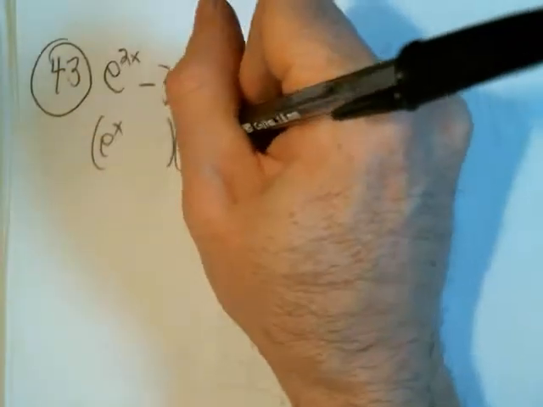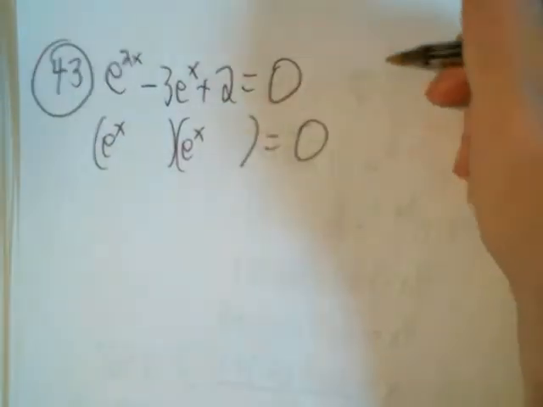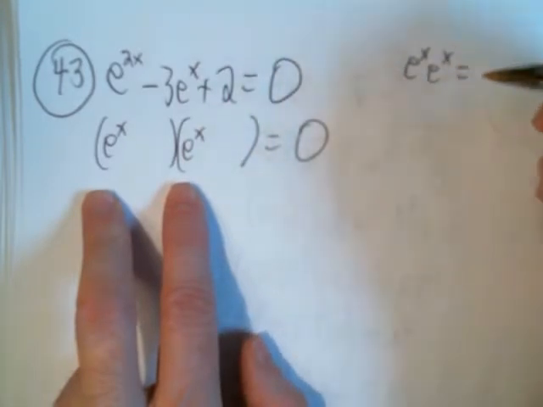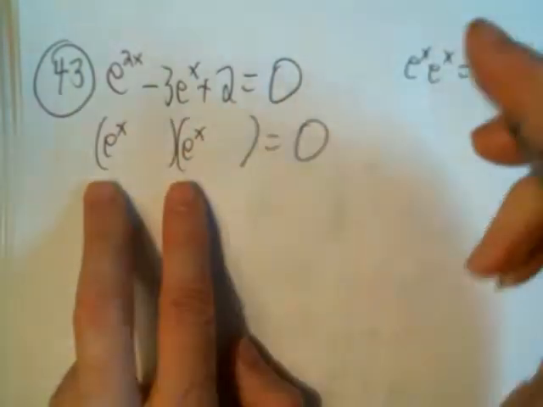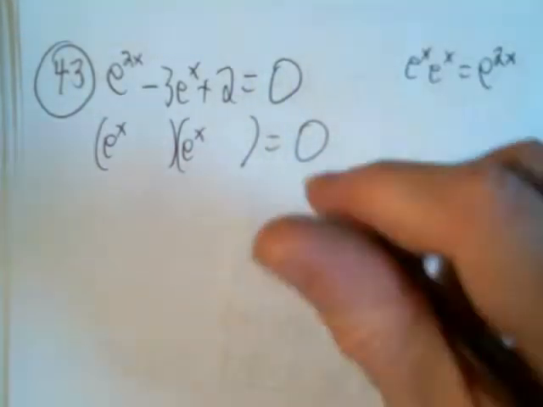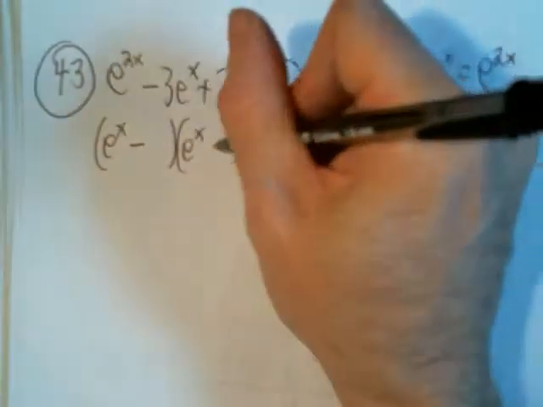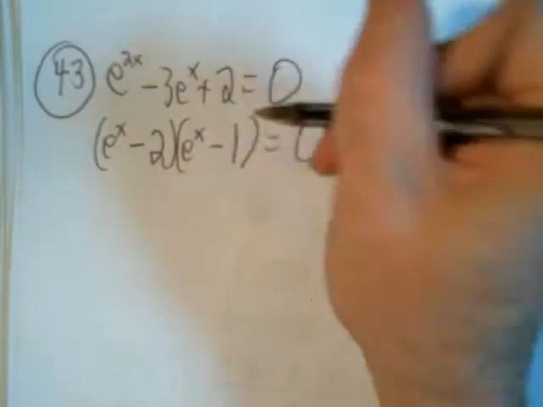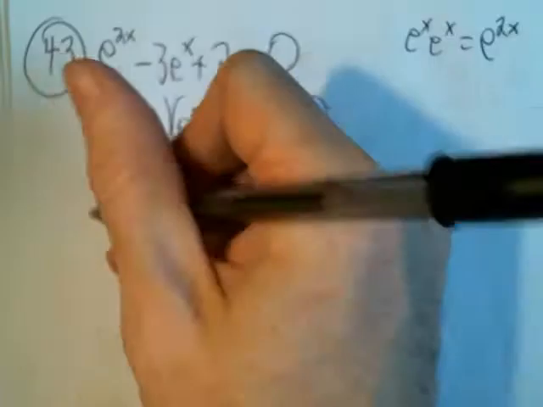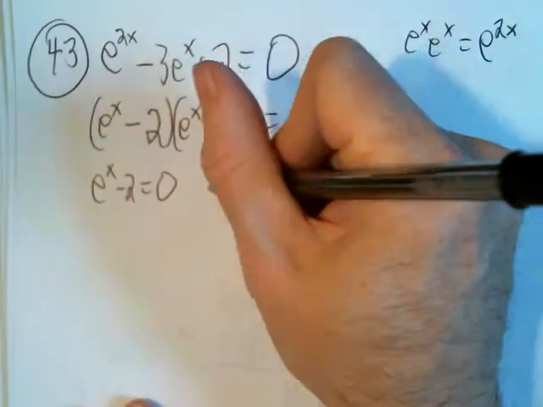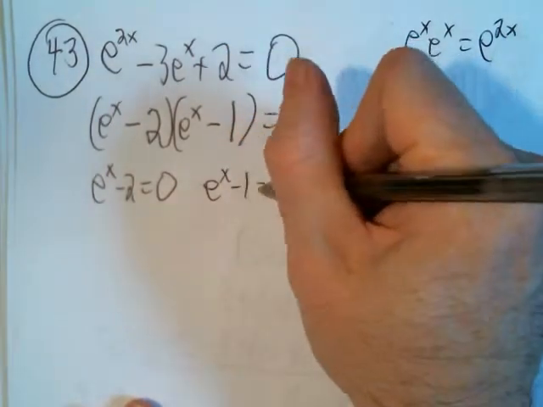So e to the x times e to the x. Because remember, if we re-FOIL e to the x times e to the x, when we get our first term, you add the exponents, so that'd be e to the 2x. Right, so then it's minus, minus. It will have 2 and 1. So then we have e to the x minus 2 is 0, and e to the x minus 1 is 0.